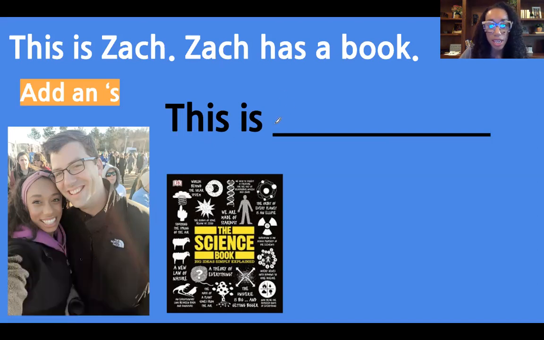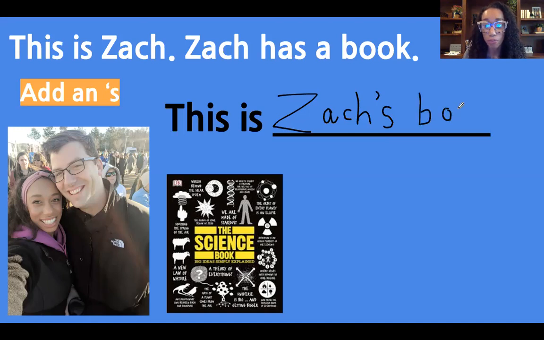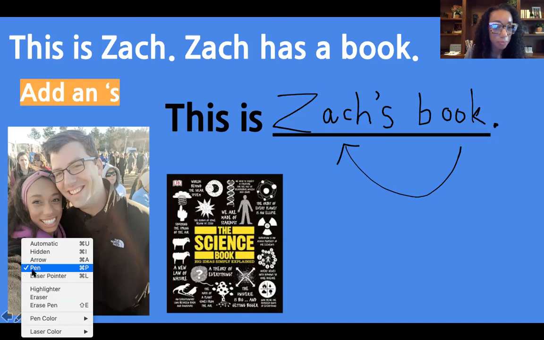Okay, let's write his name, Zach. Now, how do I show that this belongs to him? What am I going to write? I'm going to add a what? Apostrophe S. This is Zach's book. Now I can write book. Don't forget a period at the end of your sentence. So now this sentence shows that the book belongs to Zach. Exactly, good. All right, let's keep going. Let's do another one.